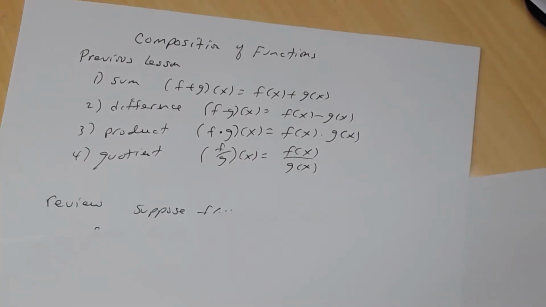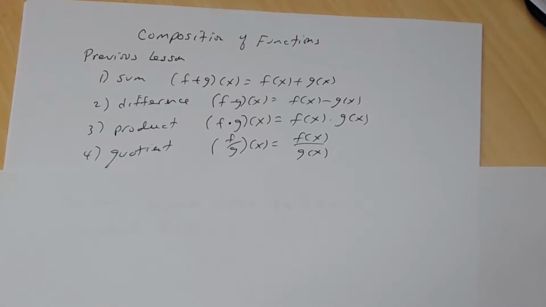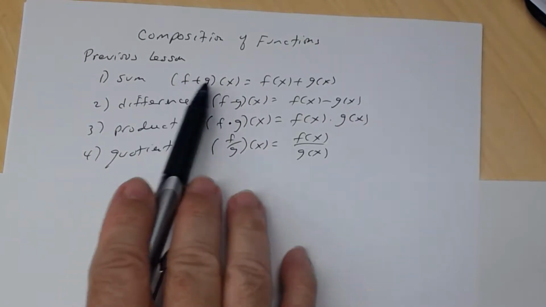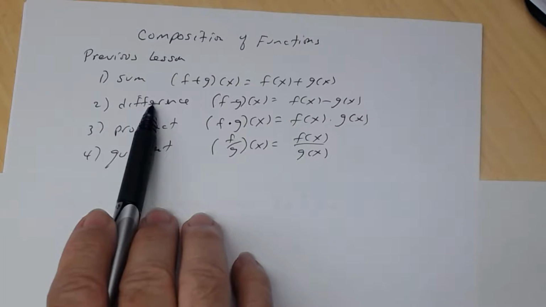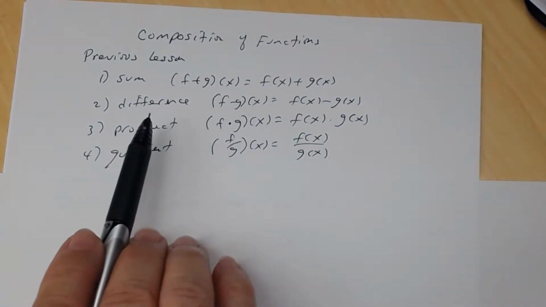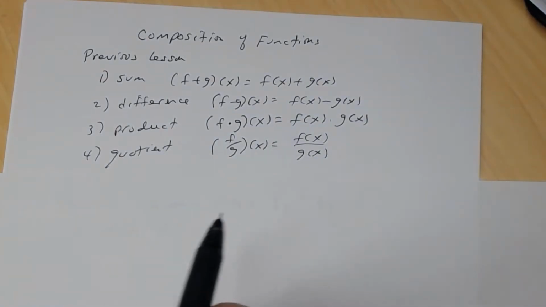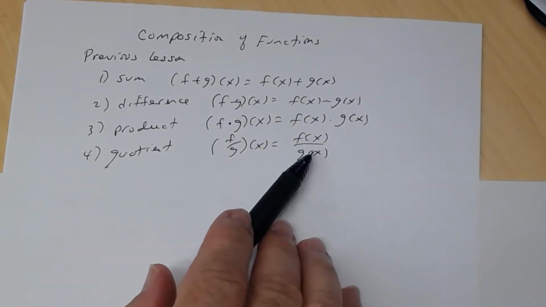Okay, so in this lesson we're going to talk about composition of functions, and let's review something from the previous lesson, where we were talking about combining functions. Remember, we took two functions and added them together and got a new function. We subtracted them and got a new function. We multiplied them together and got a new function, and then we divided them and got a new function.